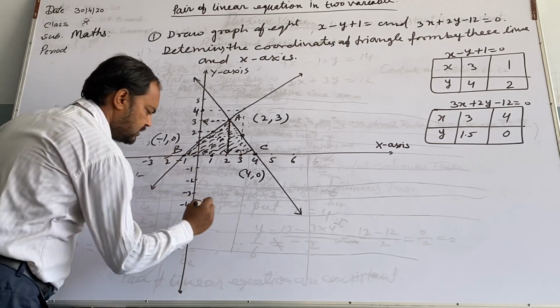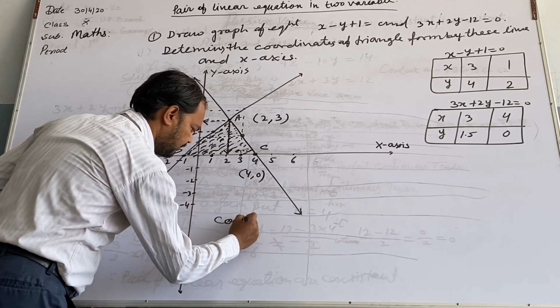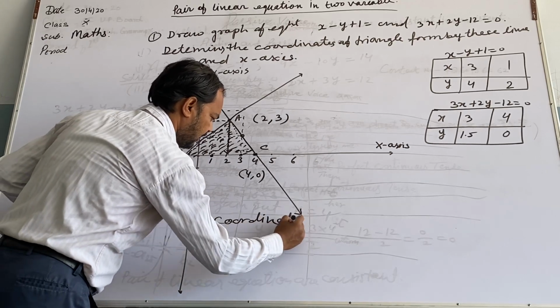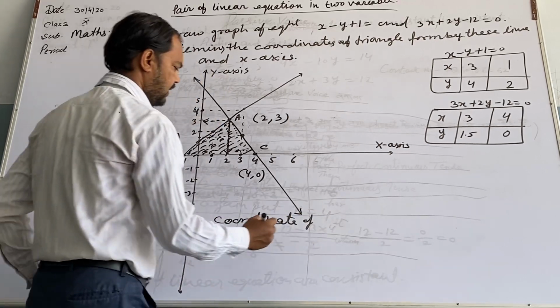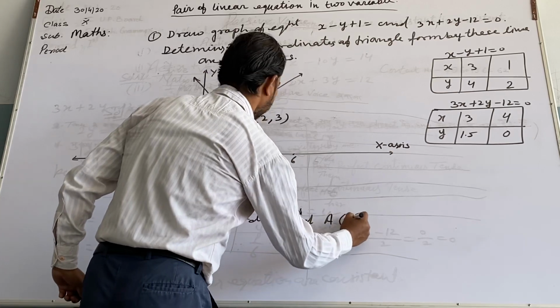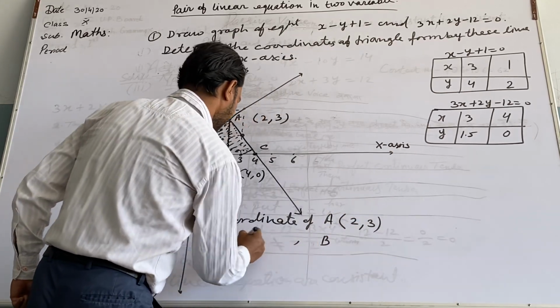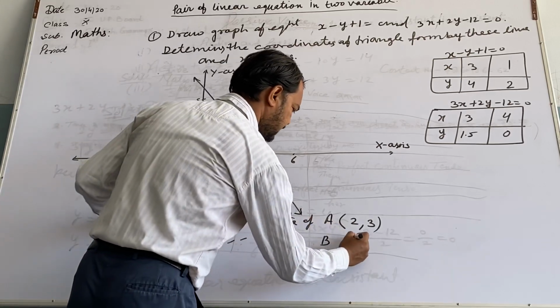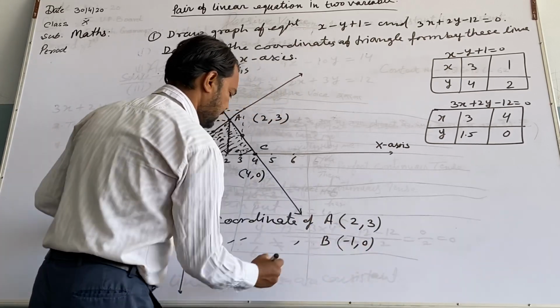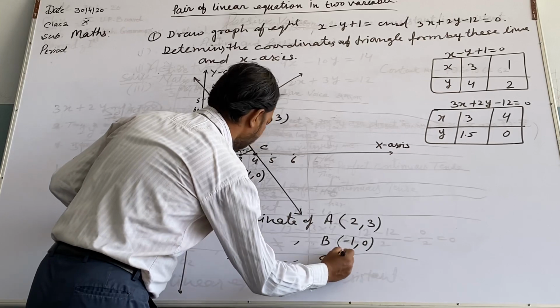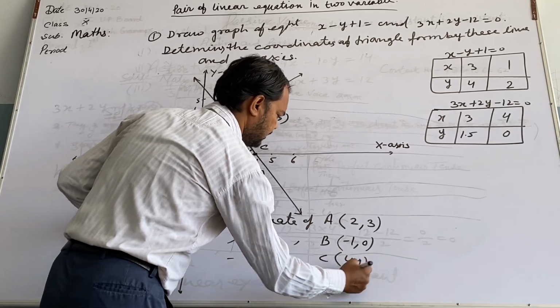So we write here the answer. Coordinate of A is 2 and 3. Coordinate of B is -1 and 0. Coordinate of C is 4 and 0.